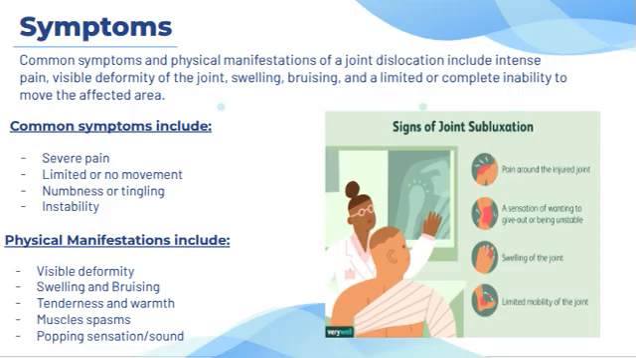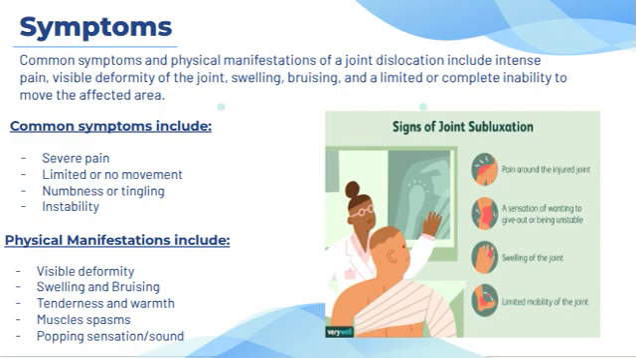Pain in the injured area is typically intense and often worsens with any attempt at movement. Limited or no movement: there is a severely restricted or complete inability to move the injured joint normally. Numbness or tingling: nerve compression or damage can cause a loss of feeling or pins and needles sensation, which is paresthesia, in the area around the joint or further down the limb. And then lastly is the instability. The affected joint may feel loose or weaker than usual.